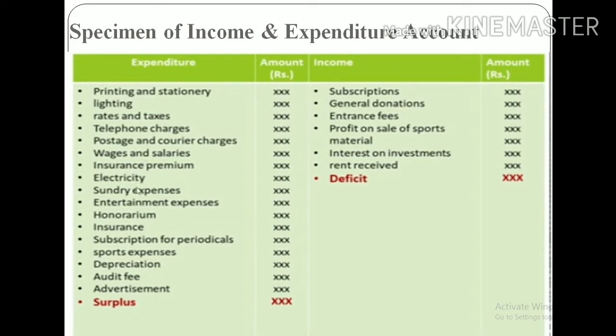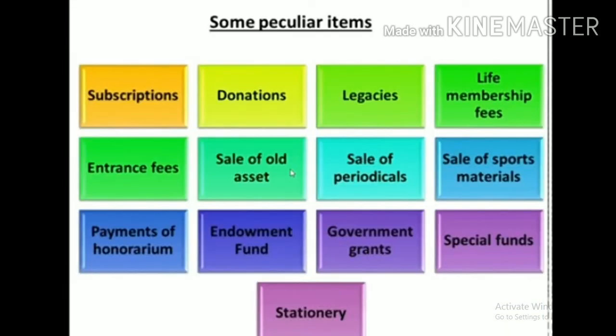Now we are discussing the steps for preparing the income and expenditure account. Some important items are included in the income and expenditure account. The first one is subscription. What is subscription? Subscription is one of the important items included in the income and expenditure account, and it is shown on the income side. So what do you mean by subscription?